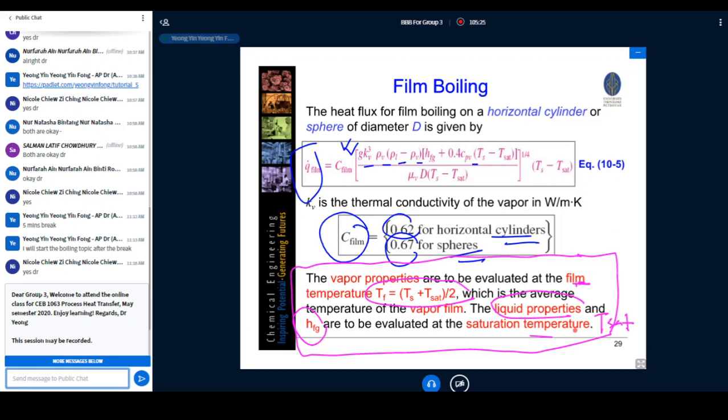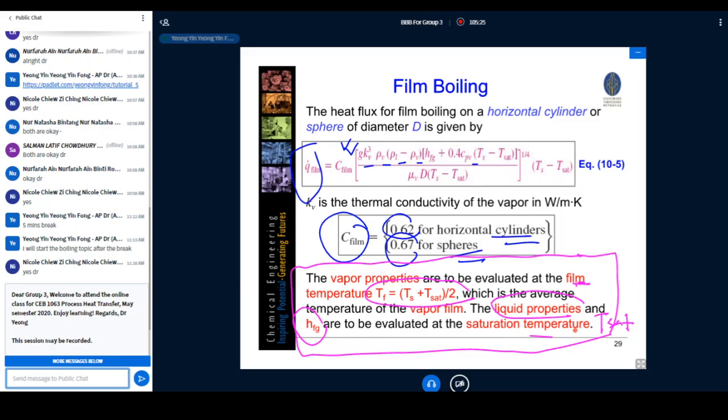You need to refer to saturation temperature to get the liquid property. Let us see where the liquid property is. Only this one, rho L. The rest have subscript V. Vapor properties will be evaluated at film temperature, whereby film temperature is the average of the surface temperature of the heating element plus the saturation temperature. Okay, is that clear, students?